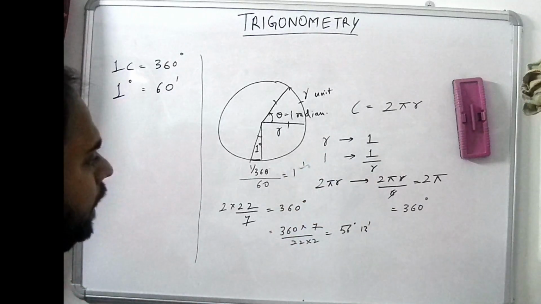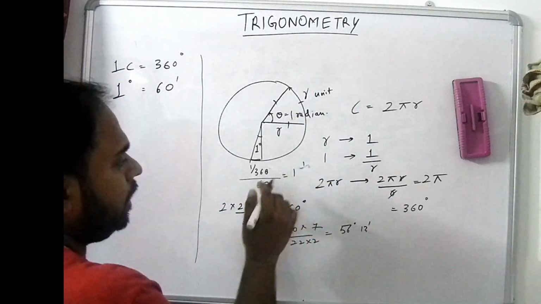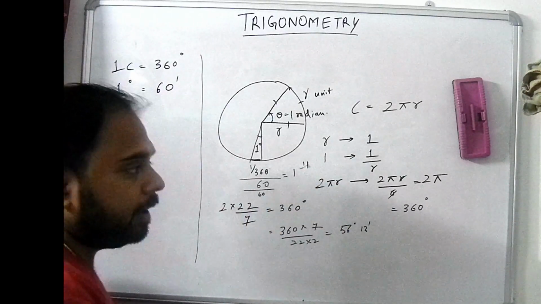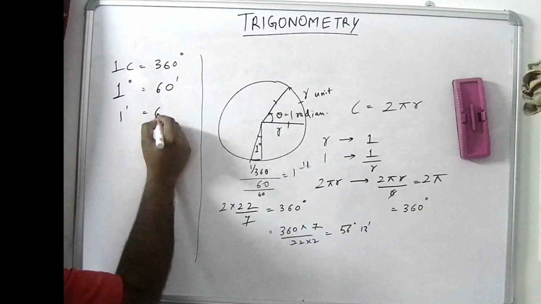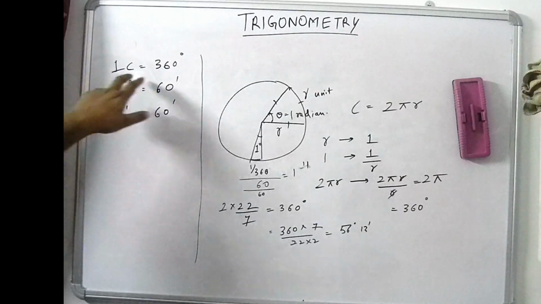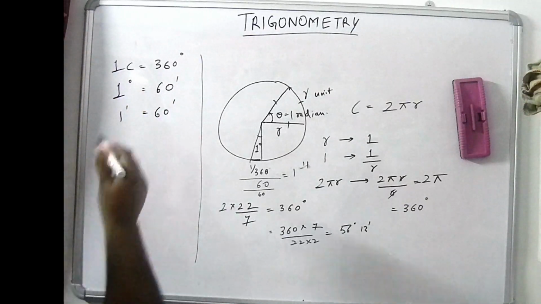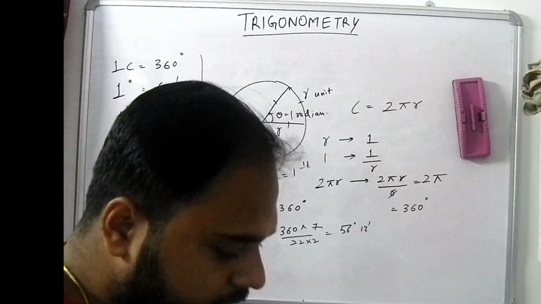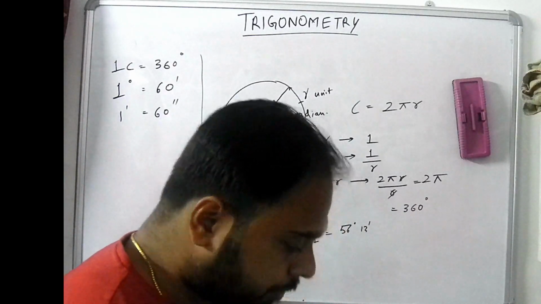So I cover 1 by 360 of this arc, the 60th part of that is 1 minute, and when I further divide it by 60, that is 1 second, right? So 1 minute is nothing but equal to 60 seconds. So one circumference is 360 degrees, 1 degree is 60 minutes, and 1 minute is 60 seconds. So that's the conversion. This is a very critical conversion, and we might have to remember it.